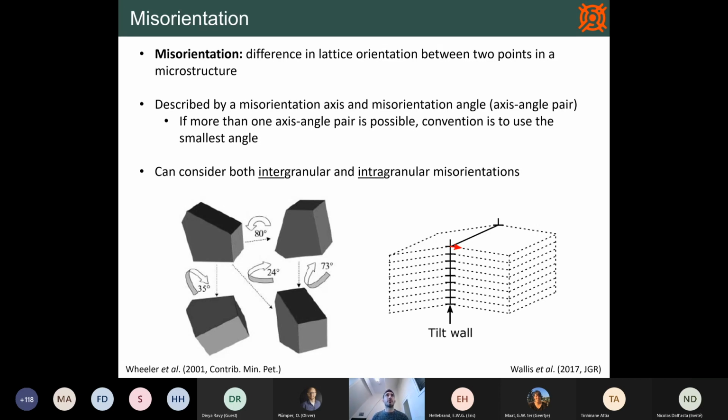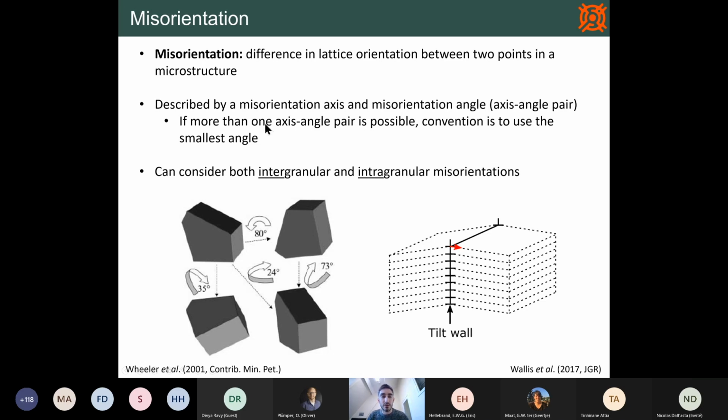But now we can think about misorientations, the difference in orientation between 2 points in the microstructure. So we typically describe these misorientations as an axis-angle pair. As you go from one point in the microstructure to the next one, the lattice is going to be rotated around a particular axis by a particular angle. And we can think about misorientations that are intergranular, so between different grains, or intragranular, and how the lattice is distorted within a particular grain.